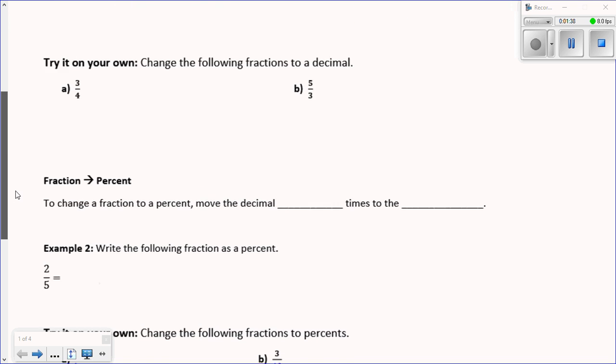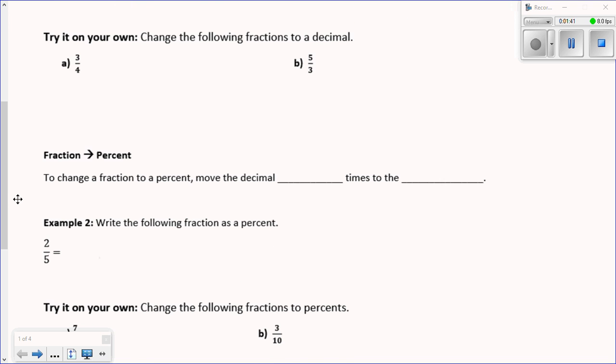The next conversion would be a fraction to a percentage. So basically, to change a fraction to a percent, you first, this is not written here, so please listen, you first need to change it to a decimal. And then once you have it as a decimal, move the decimal 2 times to the right. You're just going to shift the decimal point over 2 spaces, and then put a percent sign on the end. Okay?